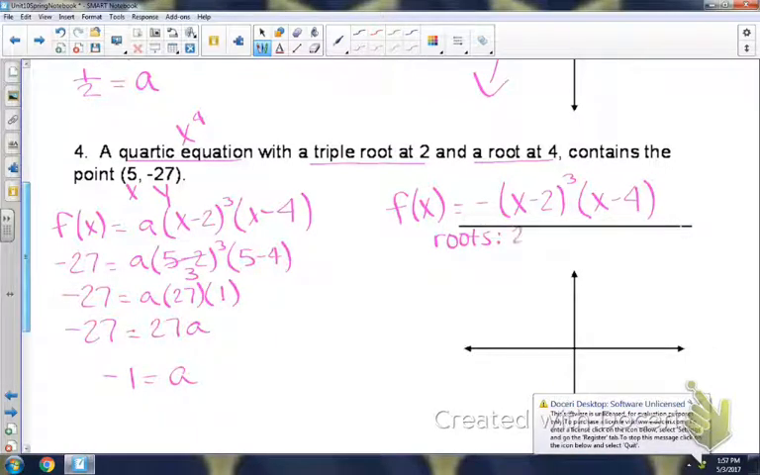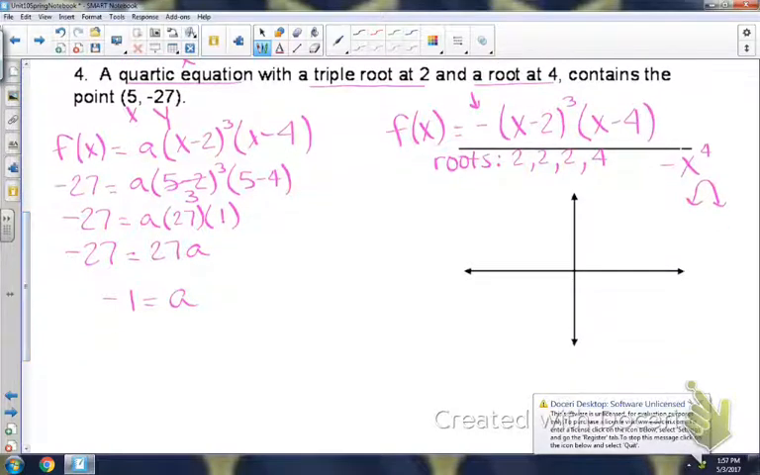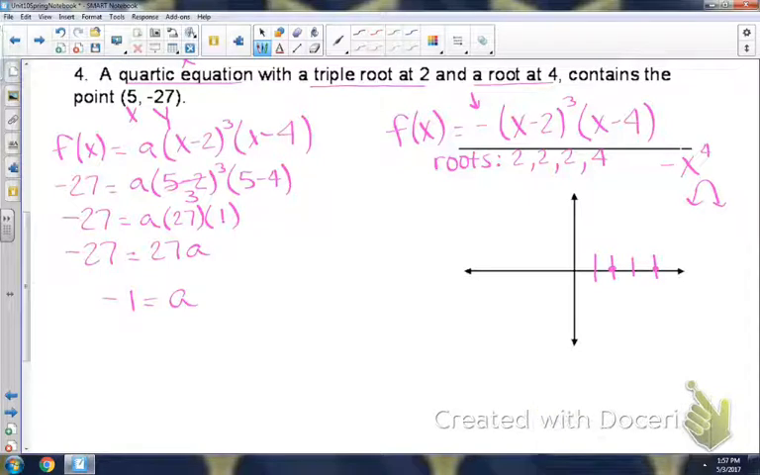Roots, a triple root at 2, and then a root at 4. So it's quartic. It's a negative for your A, so it should be opening down. So triple root at 2, and then a root at 4. It should be opening down, so start below. At your triple root, you need to indent it like your cubic. You should be able to look at the graph and determine it's cubic, or a double would be parabola.